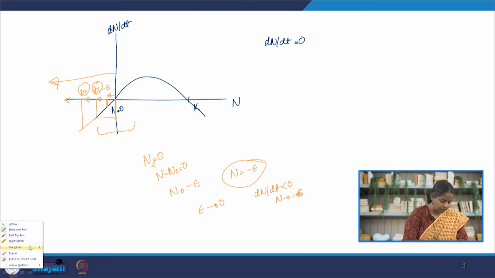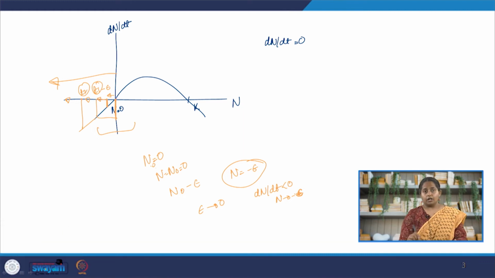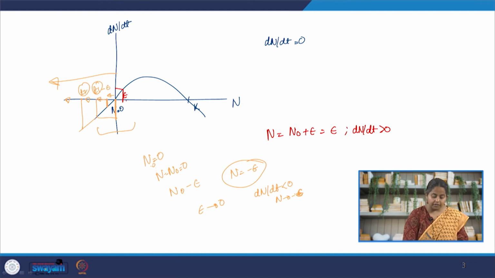I'm going to use a different color for the right side to distinguish between the two. So let's introduce a positive perturbation. So now I am going to take my n at n naught plus epsilon, a positive perturbation to the right. So here I am at n equal to positive epsilon. Notice what your dn by dt is. It is positive. At this particular situation, dn by dt is positive. What does it mean? If your dn by dt is positive, your n is going to increase, which means this particular point at n equal to epsilon is going to move towards the right side.